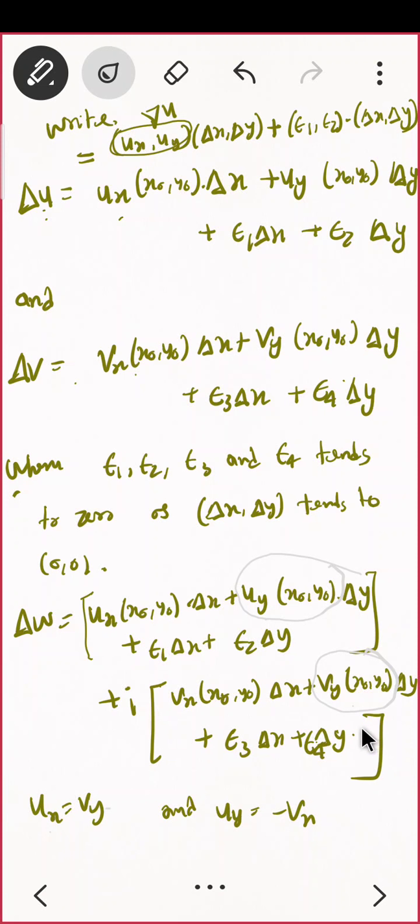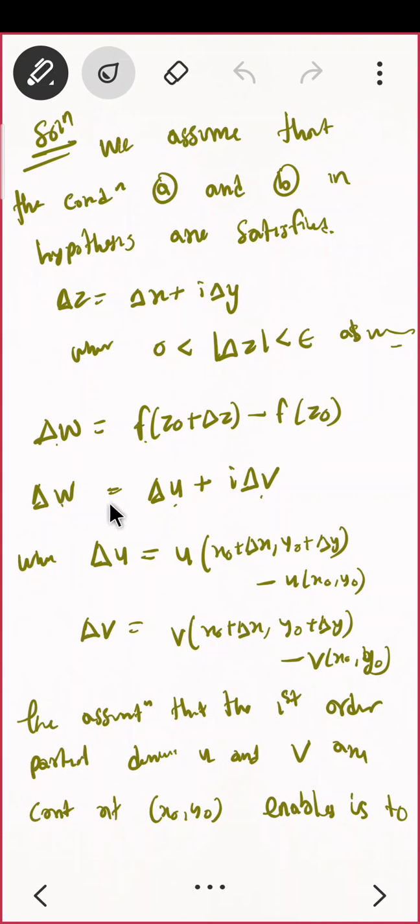Perfect. So I'll just write it, but taking one more term. That is what I wanted. Delta w क्या था मेरा? What was my delta w in the starting? f of z naught plus delta z minus f of z naught. अभी डेरिवेटिव चाहिए तो मुझे क्या चाहिए? अपॉन में डेल्टा z चाहिए ना? So I'll directly consider that. Okay.